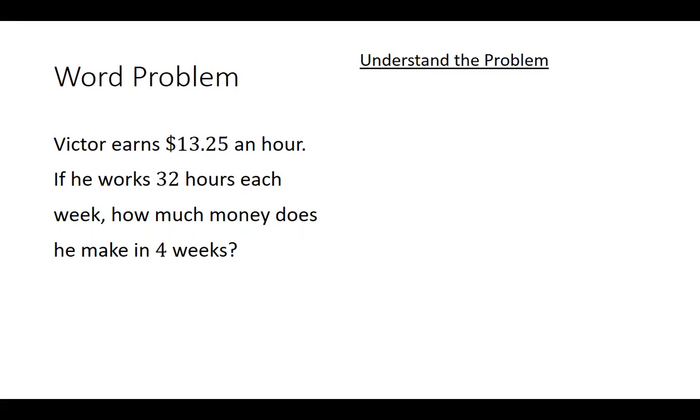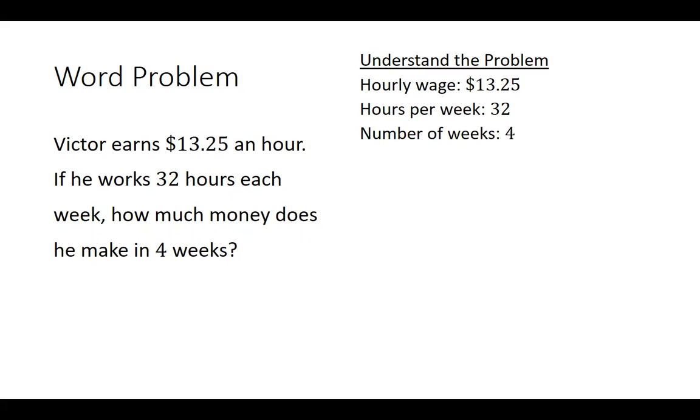So let's start by understanding the problem. He has an hourly wage, that's the rate, of $13.25. So $13.25 each hour. He works 32 hours each week. And we want to know how much money does he make in 4 weeks. So that's number of weeks is 4. And we want to find the total money earned.